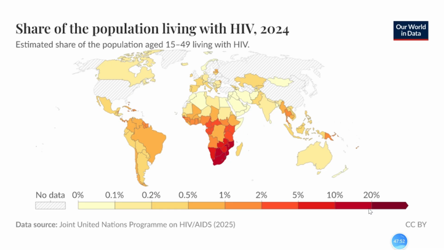In 4 decades, HIV is still a big problem for all human beings. This is the global data of 2024, showing the population living with HIV. A lot of countries' data is not available, like China, America, and Russia, but for the rest of the world, you can see the distribution of HIV.